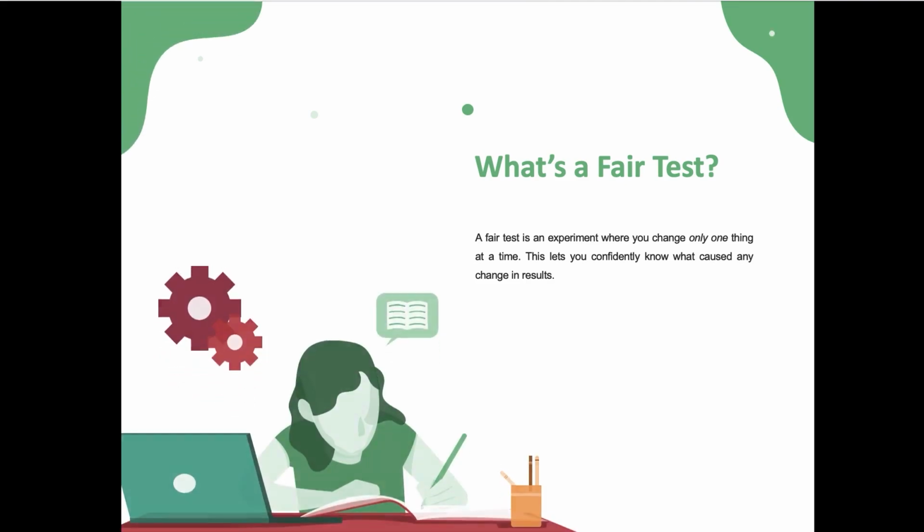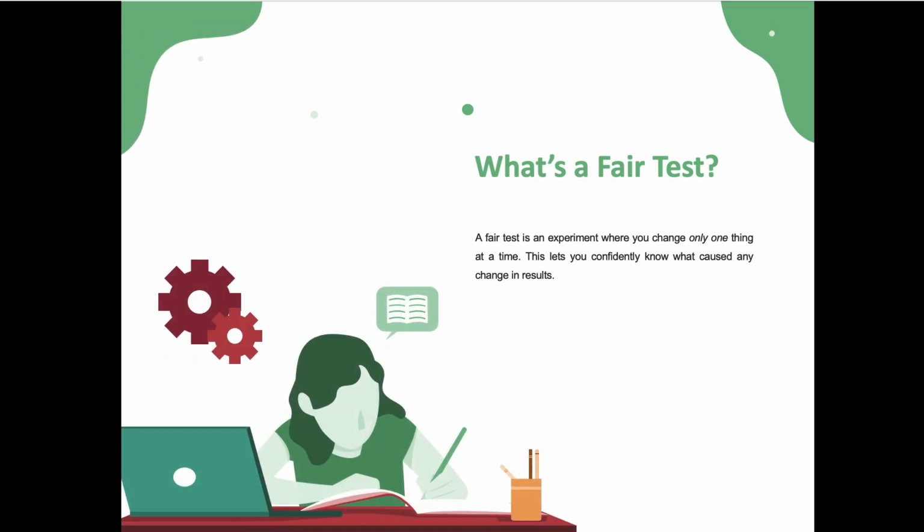A fair test is an experiment where you only change one thing at a time. This one thing is called the independent variable. Measuring the change in that one thing is called the dependent variable. Everything else stays the same, and these everything else things are called control variables.